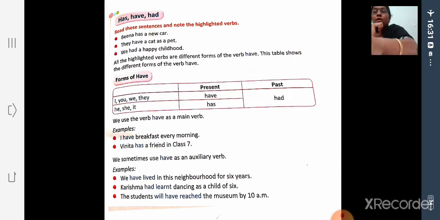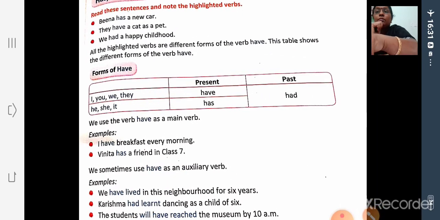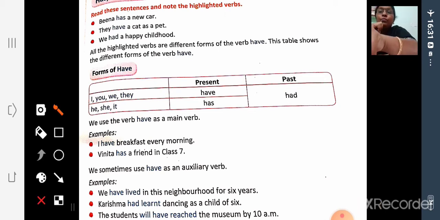Now read these sentences and note the highlighted verbs. Beena has a new car. They have a cat as a pet. We had a happy childhood. So all the highlighted verbs are different forms of the verb have. This table shows the different forms of the verb have. For I, you, we, they we use have for present tense and had for past tense. Then for he, she, it we use has. In past tense, whether singular or plural, we use had only.